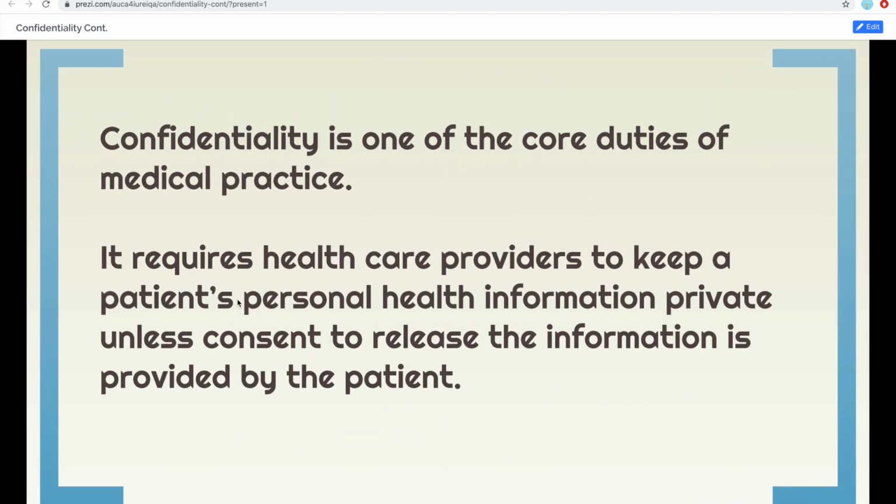Now, confidentiality, as you saw, is one of the core duties of medical practice, and it requires that healthcare providers both keep a patient's personal health information private unless consent to release the information is provided by the patient. So all information provided, there are certain limitations, but we'll talk about those. But for the most part, all information that a patient provides is private unless the patient gives consent to provide it to other parties.